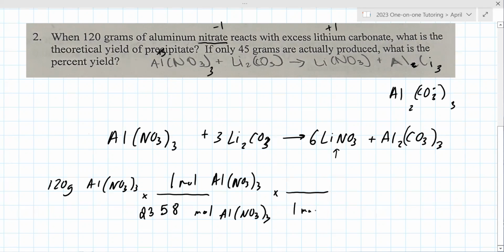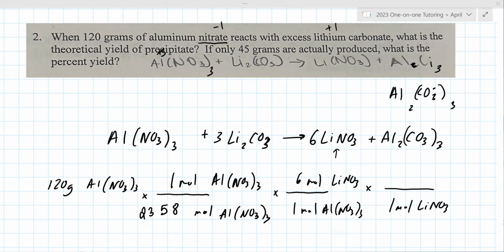There's 1 mole AlNO3 for 6 moles LiNO3, and then you have to multiply by the molar mass. So 1 mole LiNO3, and let's get that here. If this is wrong, we know it's the other one, and then we can go from there. So this one is 69 grams. If this is wrong, we'll put a 1 here for the 1 mole Al2CO33, and we'll change that. But since we have the answers, maybe this will work.